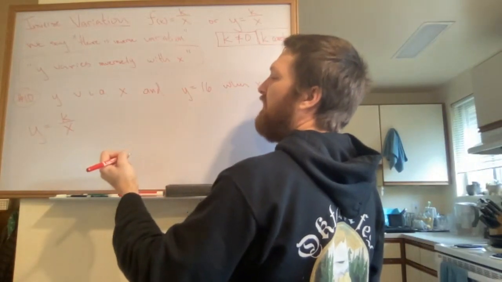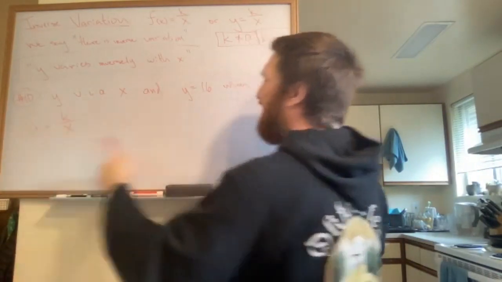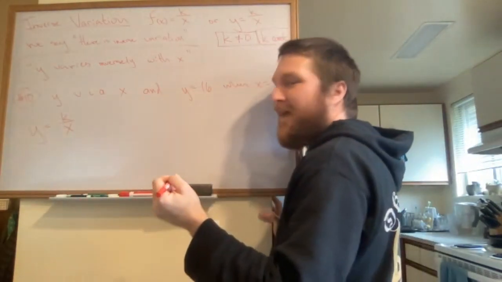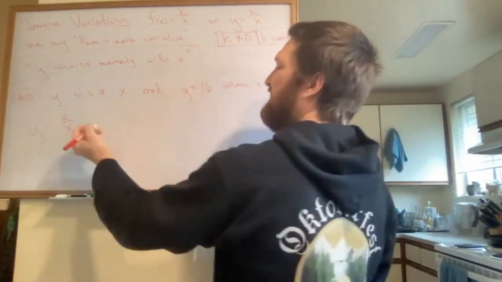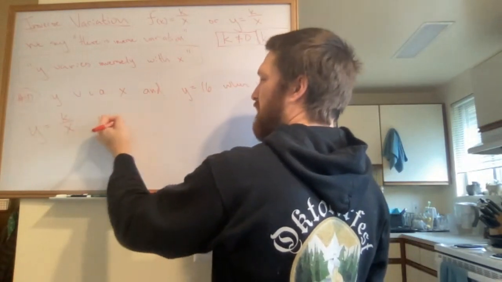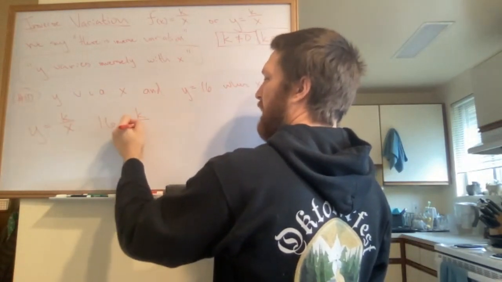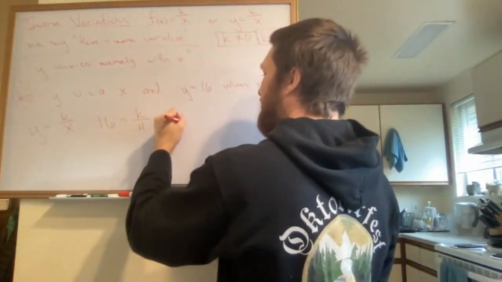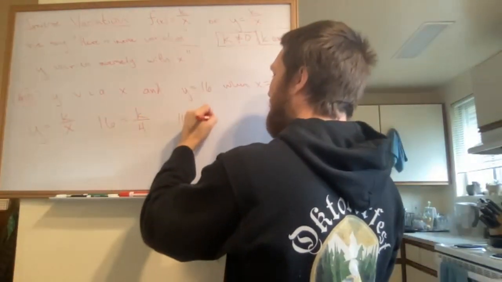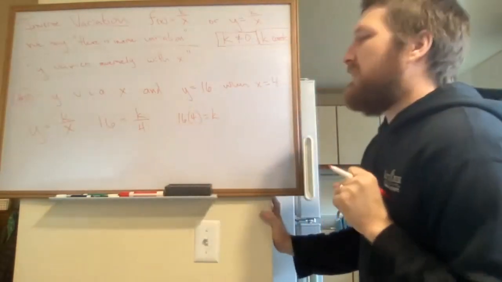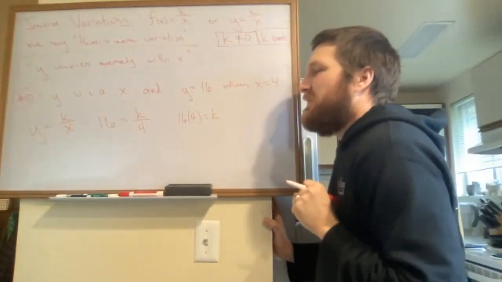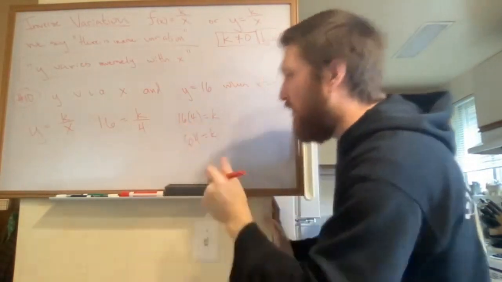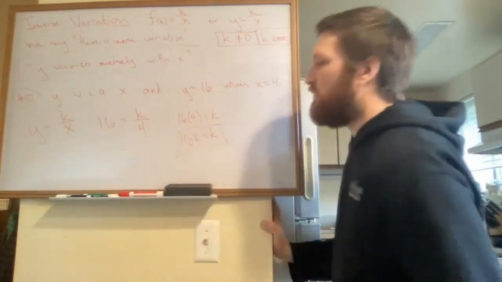Well, yeah, but first, you have 16 equals K over 4. There we go. And now you multiply both sides by 4, and I get 16 times 4 equals K. 16 times 4, I think we just did this one. It should be 64. Okay, equals K. So therefore, that was one thing they were looking for.